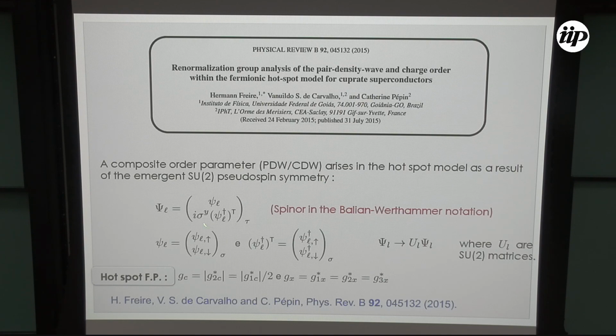Yeah, this is a bit formal, so I won't go into detail about that. So this is very important. What we see here is that this composite order parameter should naturally arise in this hotspot model. This was published in this paper here. And of course, this should be visible in experiments.